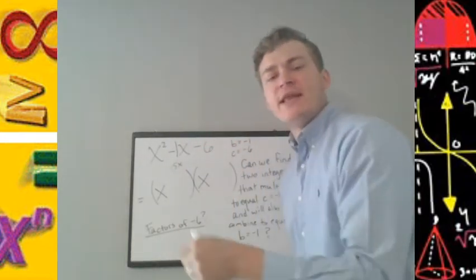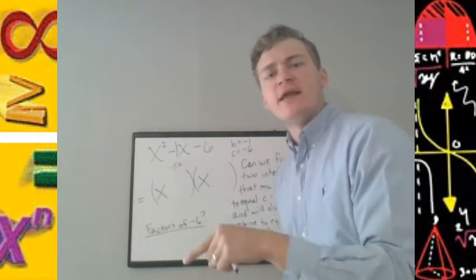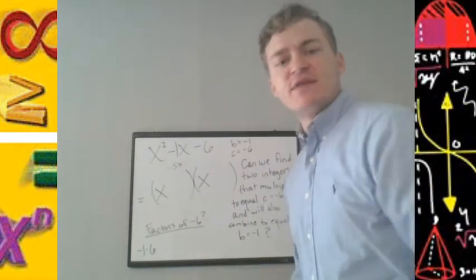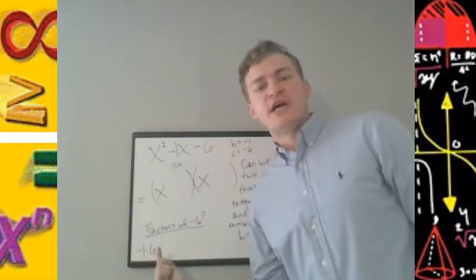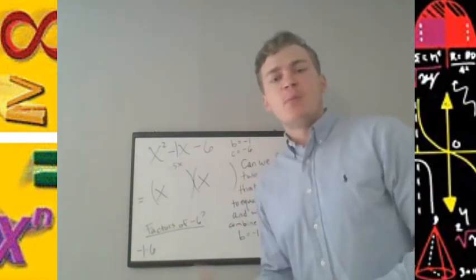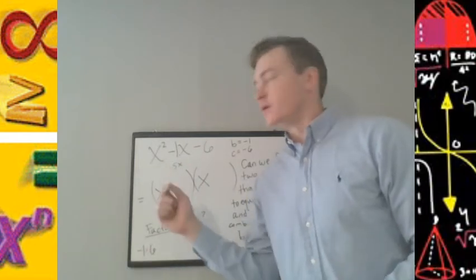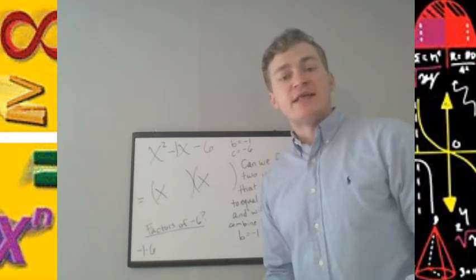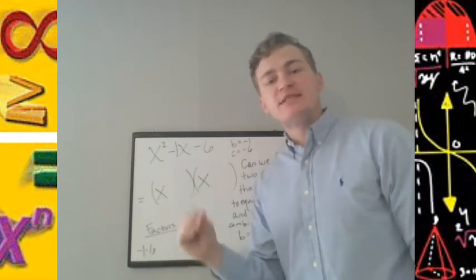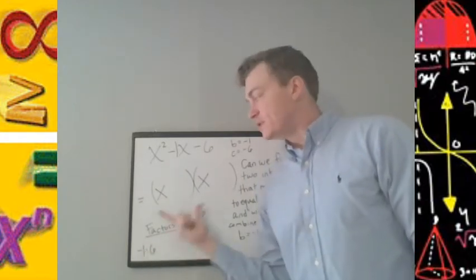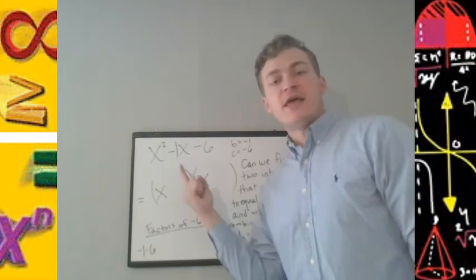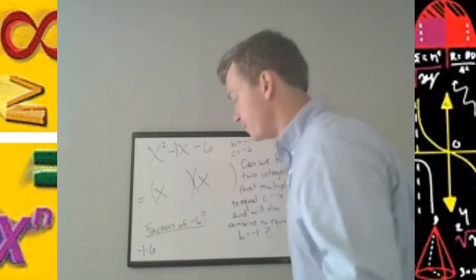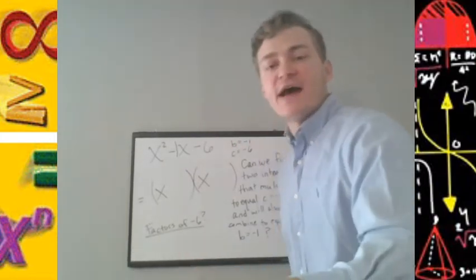Well, if 1 and negative 6 doesn't work, what about negative 1 and positive 6? I'm just switching that negative sign here. We still see a negative 1 times positive 6 is negative 6, but will these combine together to give me negative 1? And that answer again is no. Negative 1 and 6 is positive 5. We would use these two integers here if this was x squared plus 5x minus 6, but it is not, so we don't. Are there any other factors of negative 6?